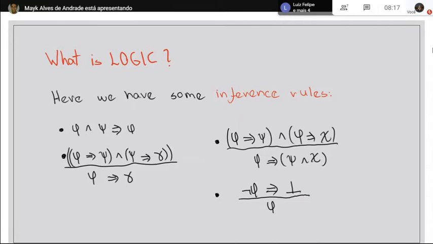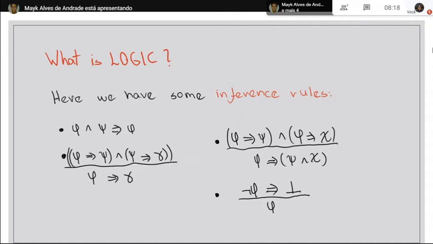So here's a very common inference rule. Imagine that the Greek letters represent sentences. So we have a rule that says that from phi and psi, we may infer phi, right? So from the truth of the conjunction of phi and psi, we infer, or they imply, psi. Here we have another inference rule. If phi implies psi and psi implies gamma, we have that phi implies gamma.